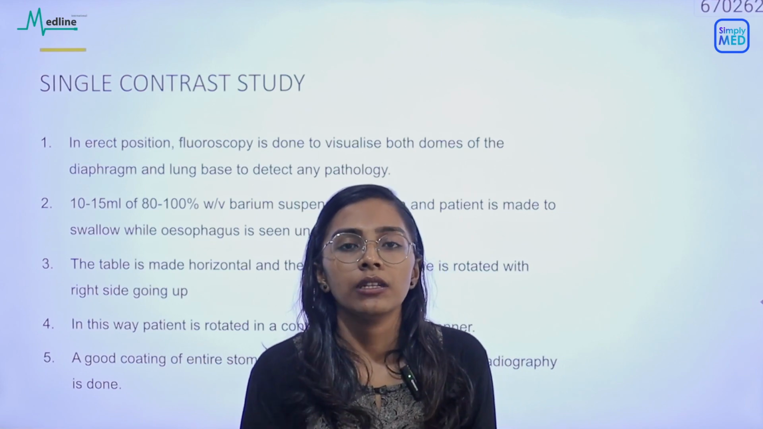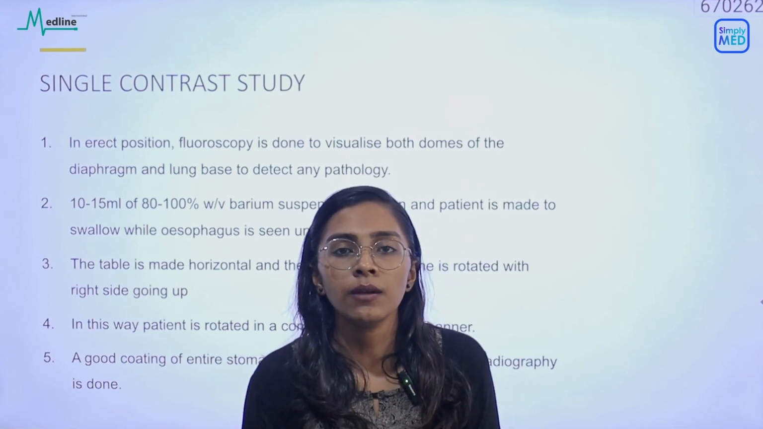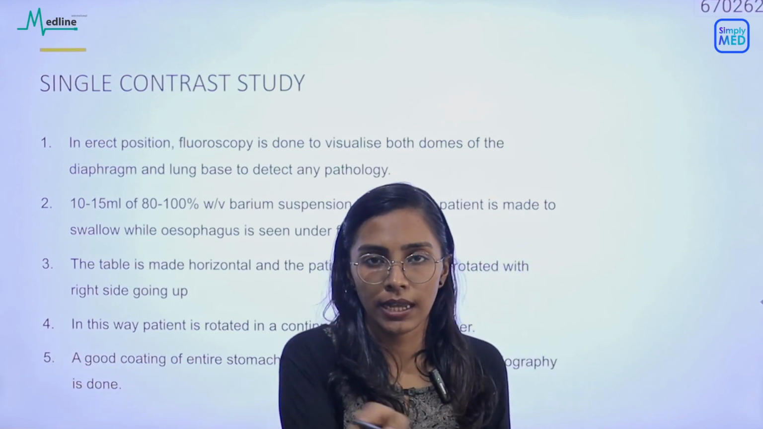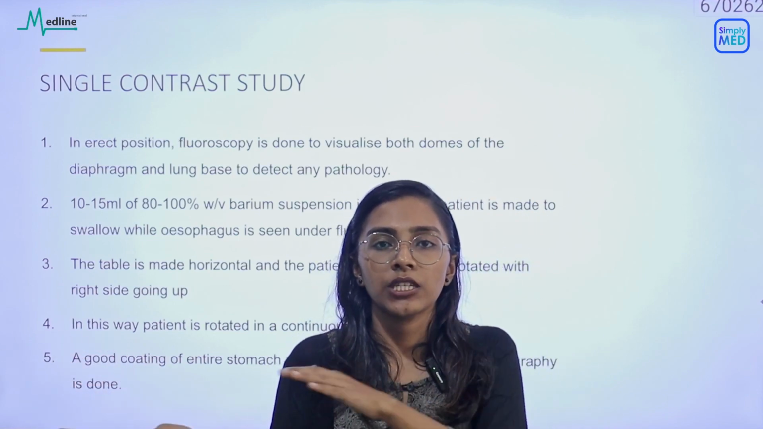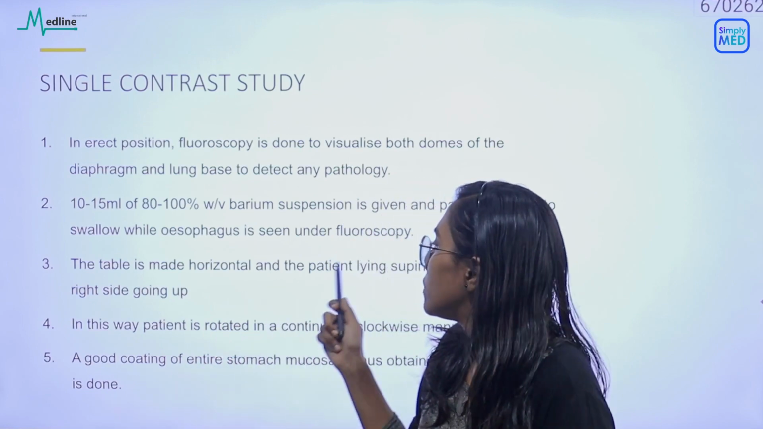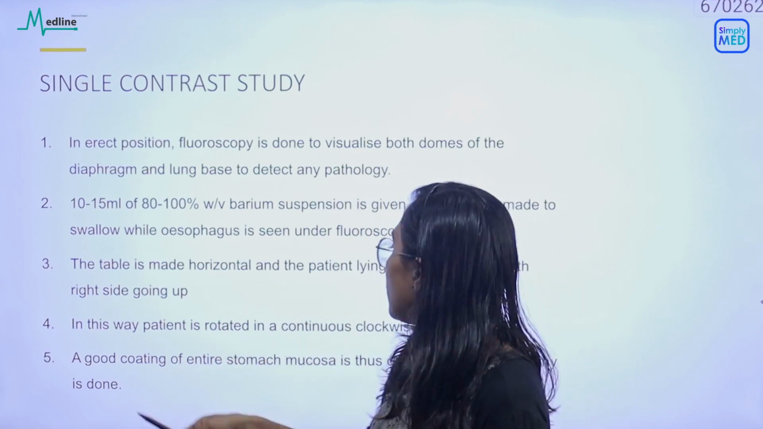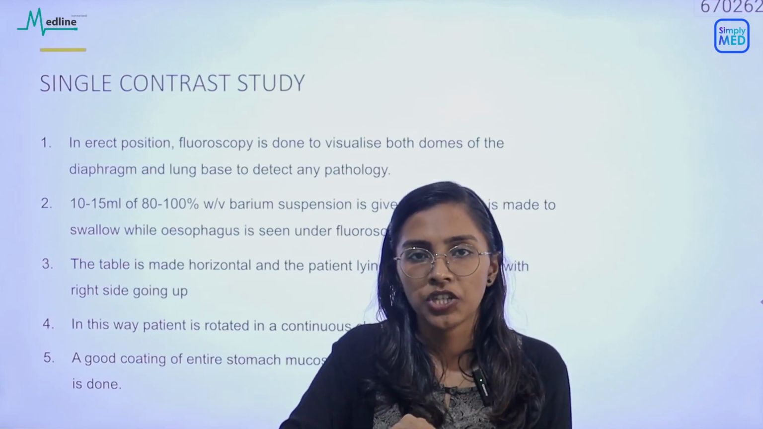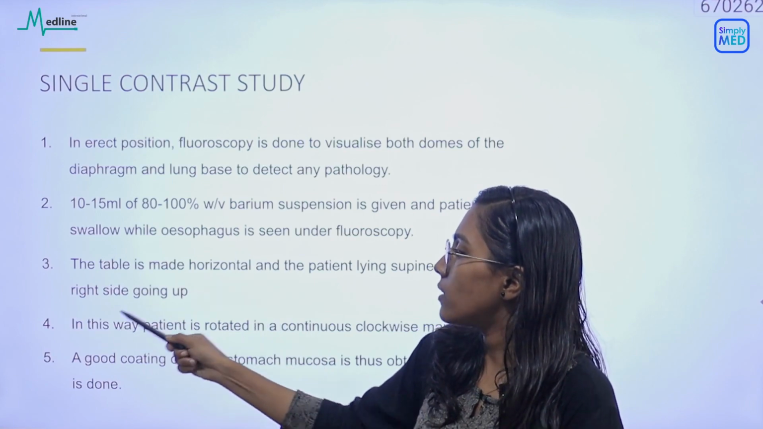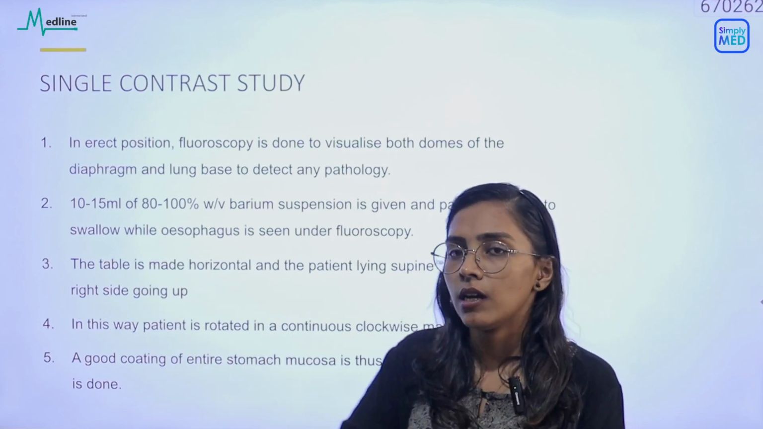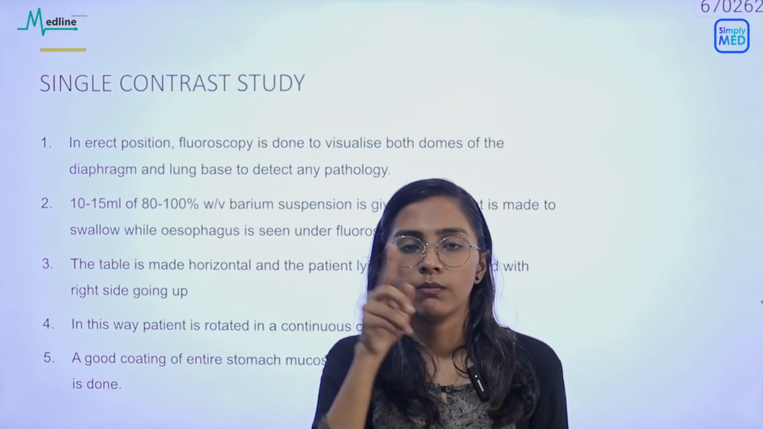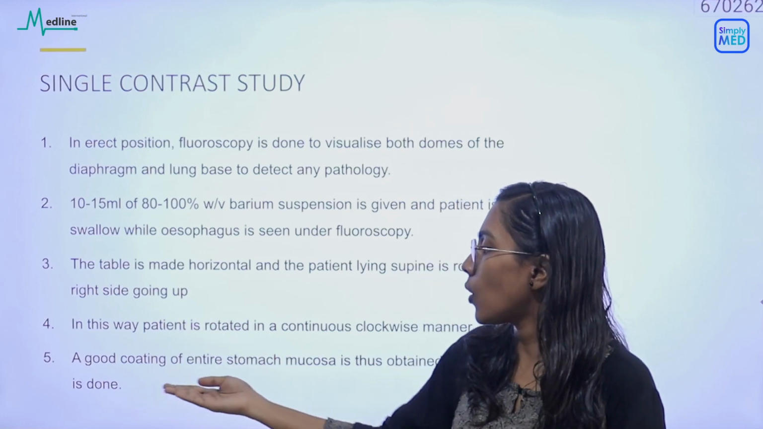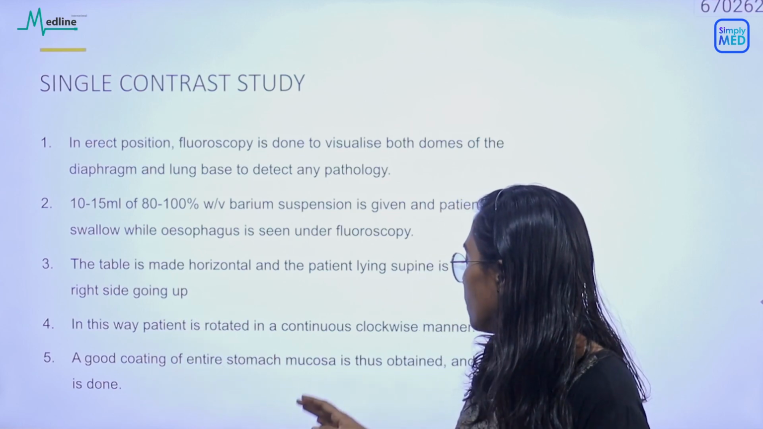Okay, then we'll start the fluoroscopy of the contrast. Okay, so now what we do is we'll make the table horizontal and we'll make the patient lie down supine. Okay, so a patient is now lying down supine, and then what we do is we'll rotate the patient. Okay, so from a lying down patient, we are rotating the patient. Right side goes up. In this way, we'll rotate the patient in a clockwise manner. Okay, so why are we doing this rotation? So that we'll get a good coating of the entire stomach and the mucosa.